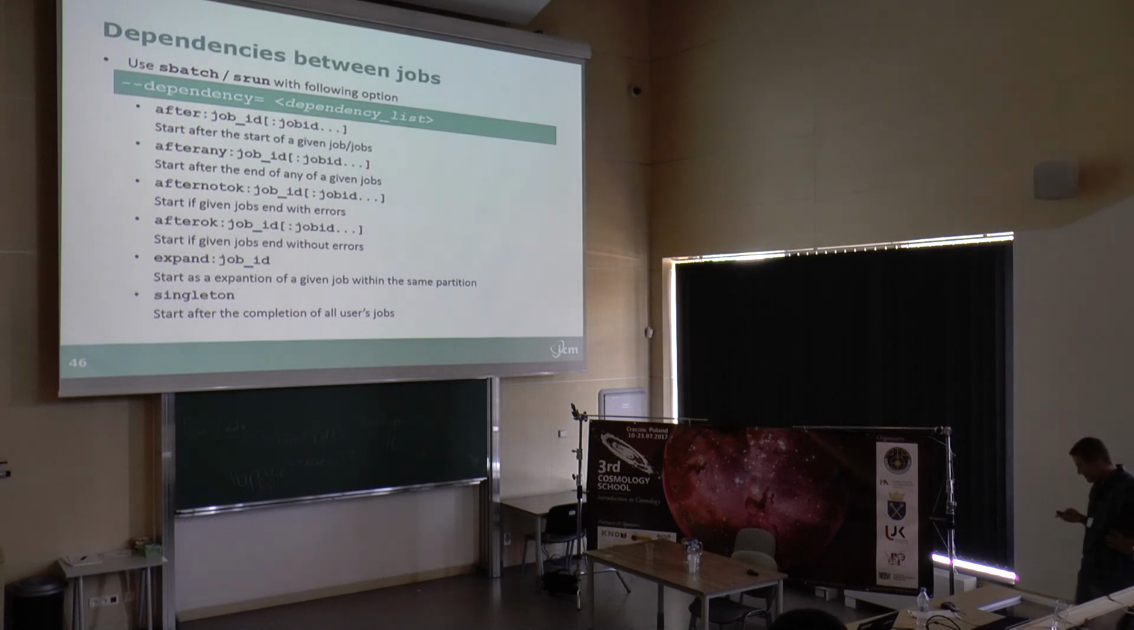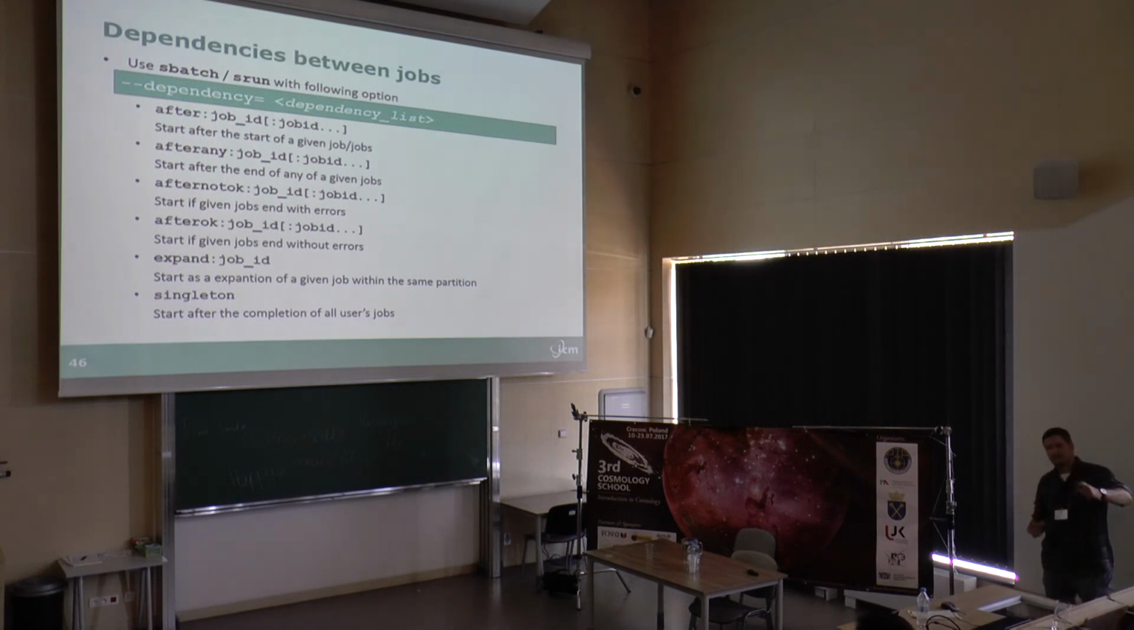And also for advanced users, you can define dependencies between jobs. If you want to run multiple jobs that have some dependencies, you can start the second stage of the job after the first stage is completed. Then you can define those dependencies in an sbatch or srun option.